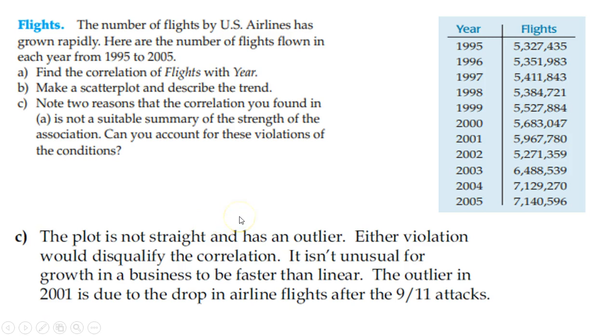And on top of that, it has an outlier. Either violation would disqualify that correlation. When you're looking at outliers, that's going to disqualify it right there. And the fact that it's curved, so it's unusual for growth in a business to be faster than linear. The outlier in 2001 is due to a drop in the airline flights because of, yeah, you guessed it, 9/11 more than likely. So with that in mind, that's one reason why there was a drop.